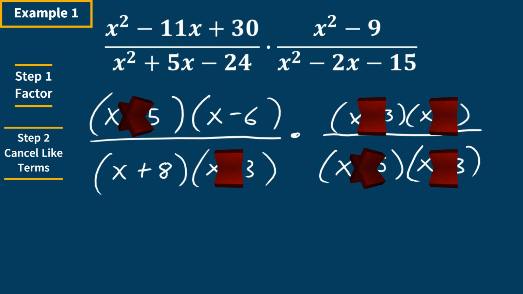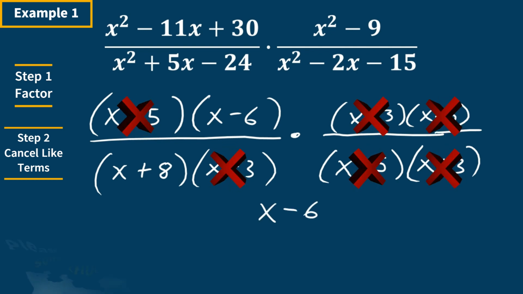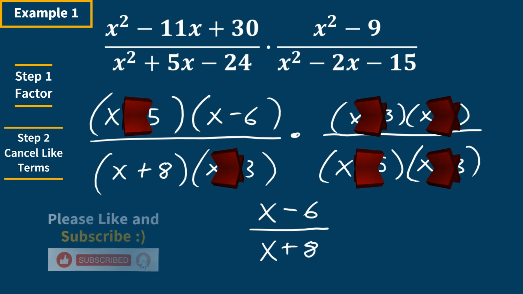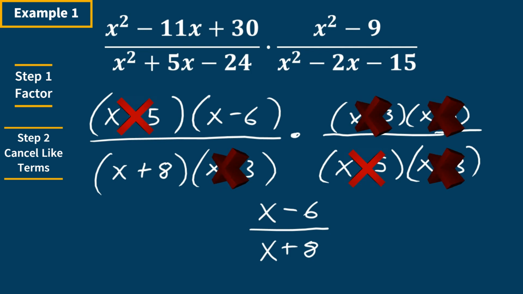In the numerator, we see that there is an x minus 6, and in the denominator, we see that there's an x plus 8. Since there's no other terms to cancel, this is going to be our final answer.